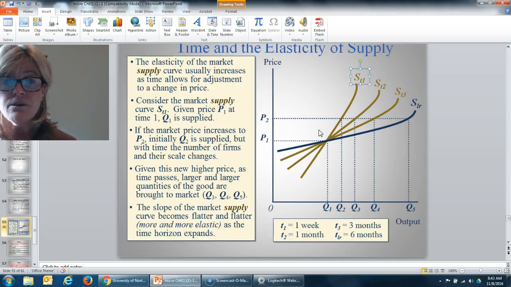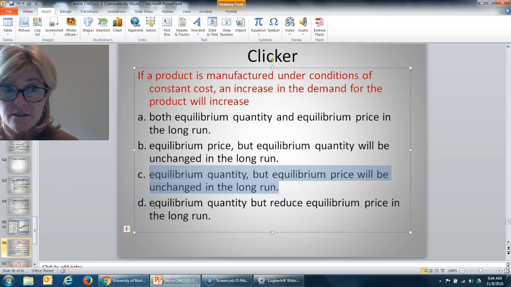If a product is manufactured under the conditions of constant cost, an increase in the demand for the product will increase equilibrium quantity, but price won't change. It's a constant cost, so prices don't change in the long run. You have that horizontal supply curve.